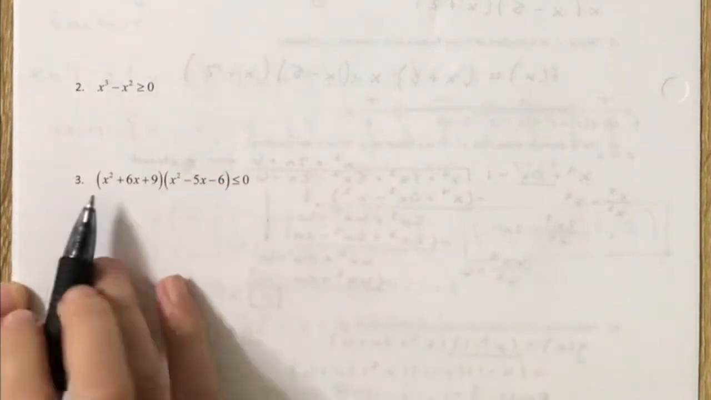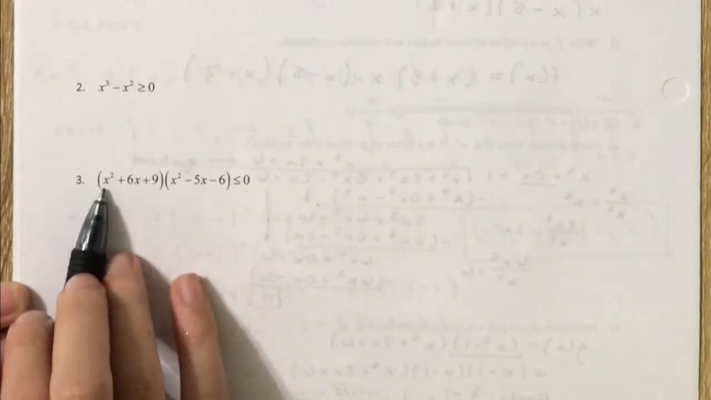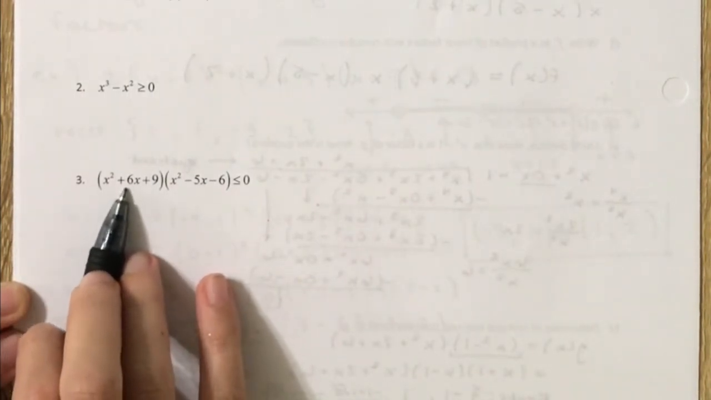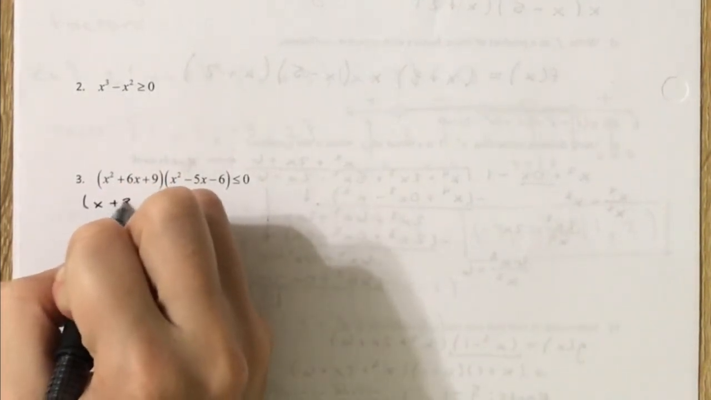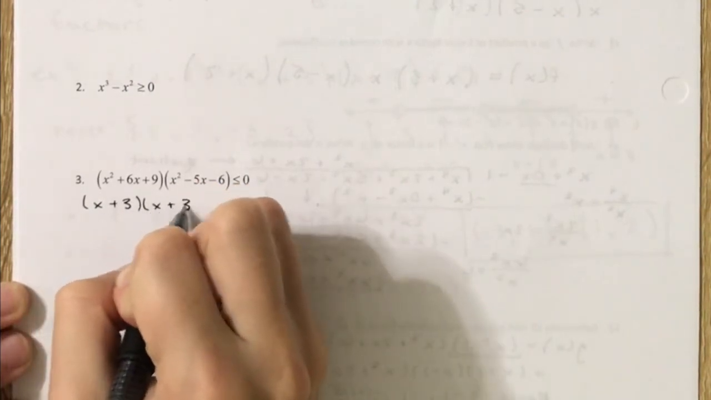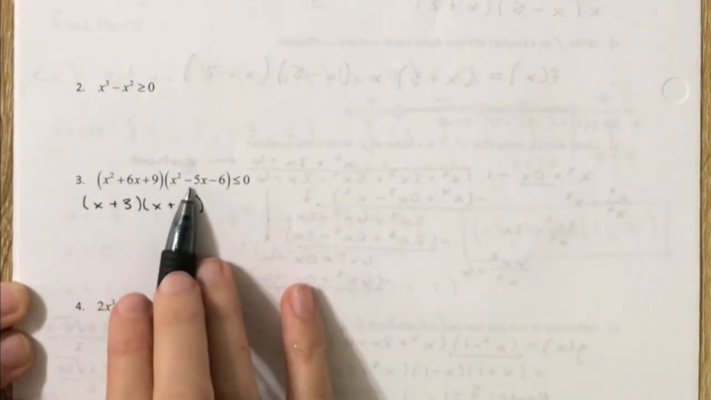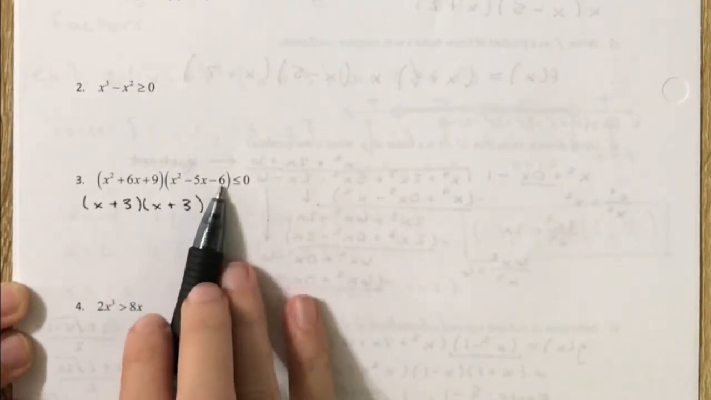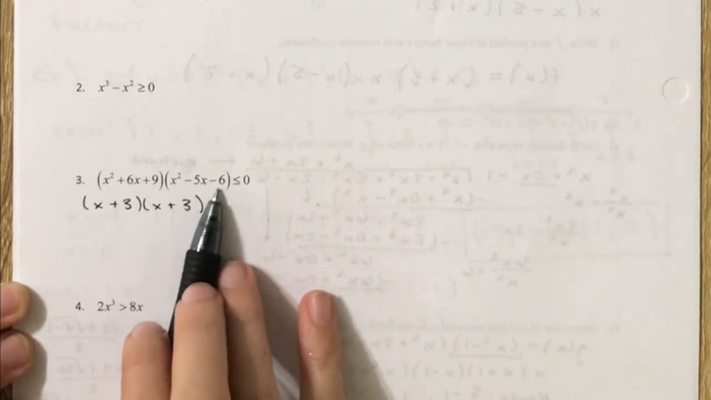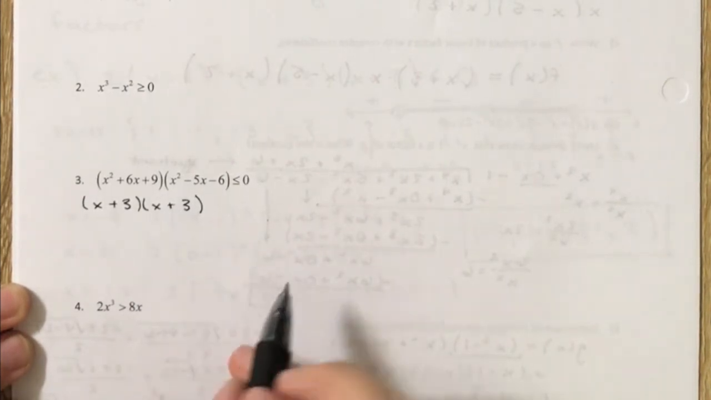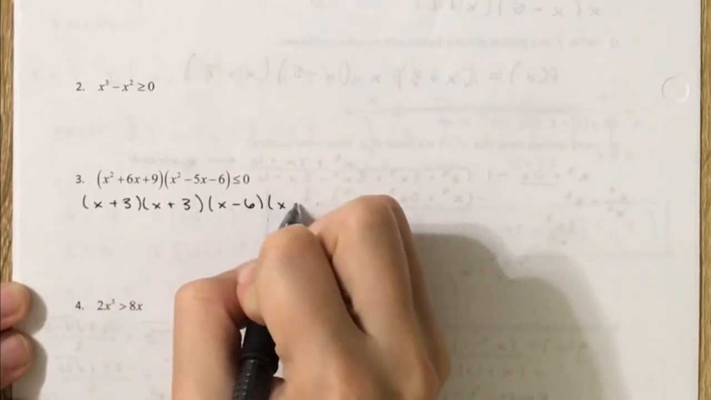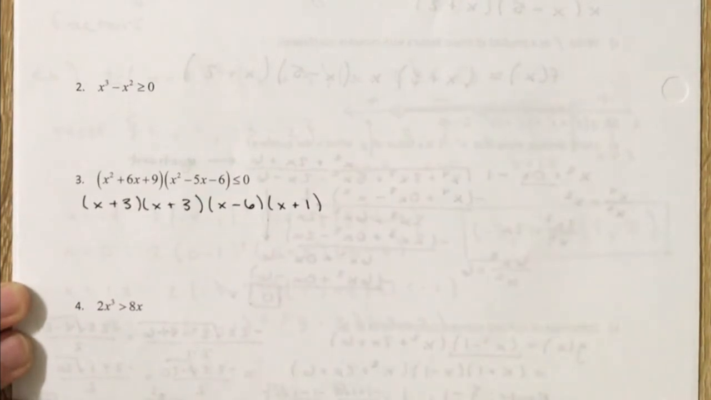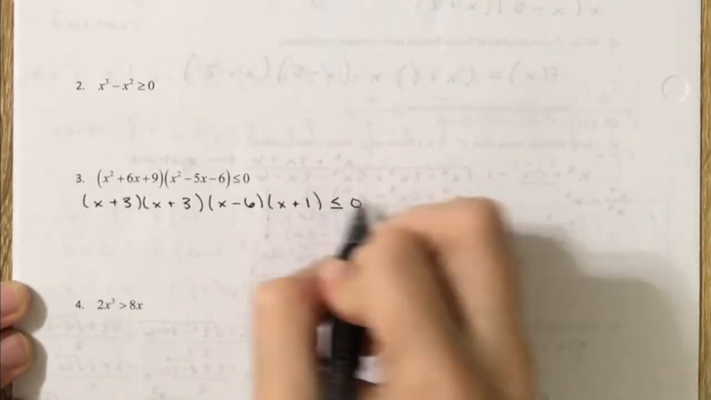If I just take a look at this first quadratic, I need to think of something that adds up to 6 and multiplies to positive 9. Sounds a whole lot like x plus 3 and x plus 3. If I have x squared minus 5x minus 6, I need to think of something that multiplies to -6 and adds up to -5. Maybe -6 and positive 1. So all of that is still less than or equal to 0.